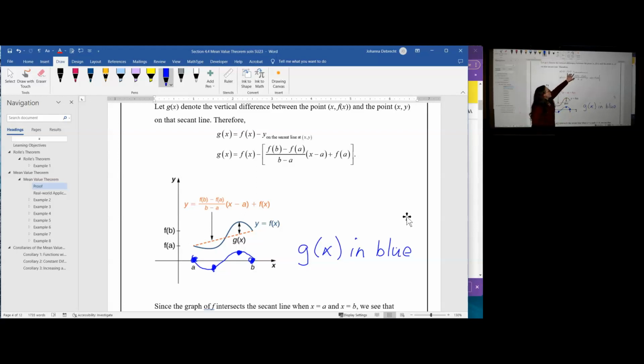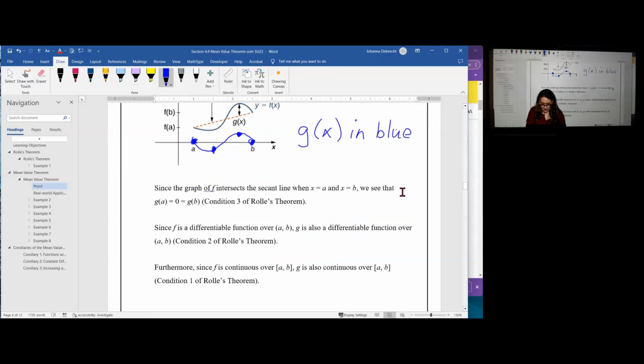We can write our formula for g of x using the formula for the y value on the secant line, which gives us this expression here. It's kind of complicated, but it's mostly algebra at this point. Notice that at the points where the secant line and the function itself connect, g of x is 0. These are x-intercepts on the graph of g of x because there's no vertical distance between the two functions.